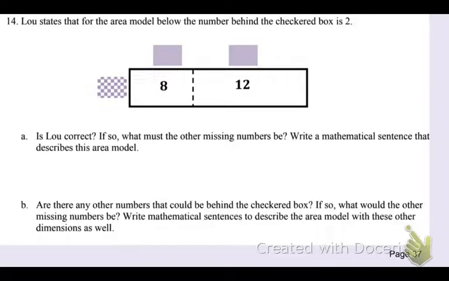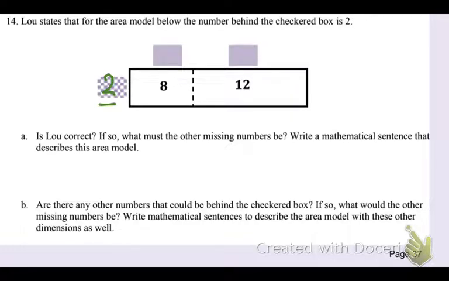All right, I am on page 37. Lou states that for the area model below, the number behind the checkered box is 2. So here's this checkered box. He's saying that 2 goes right here. Is Lou correct? If so, what must the other missing numbers be? Write a mathematical sentence that describes this area model.